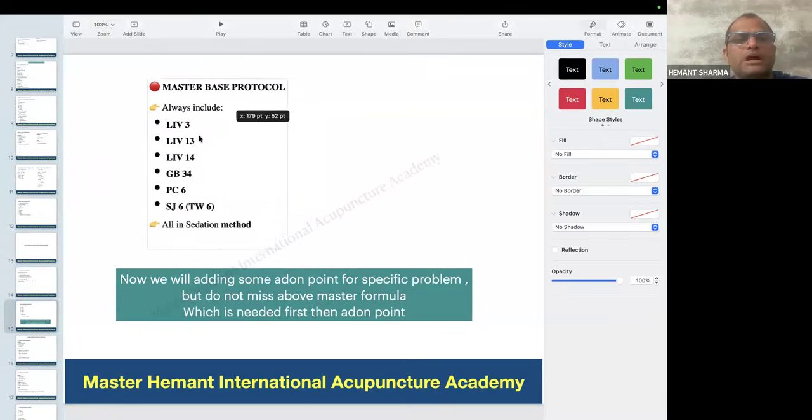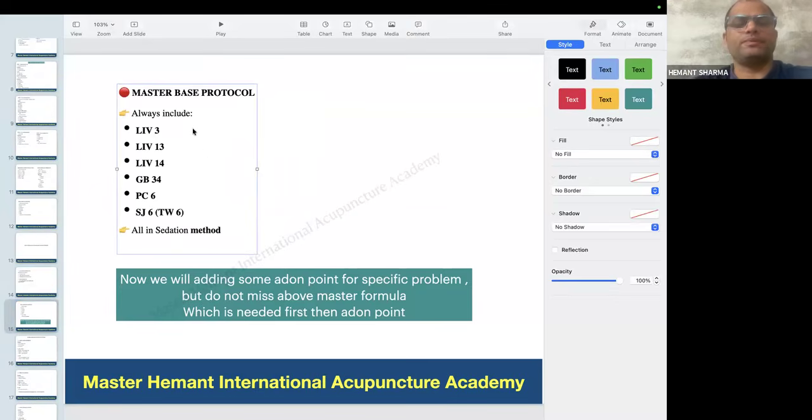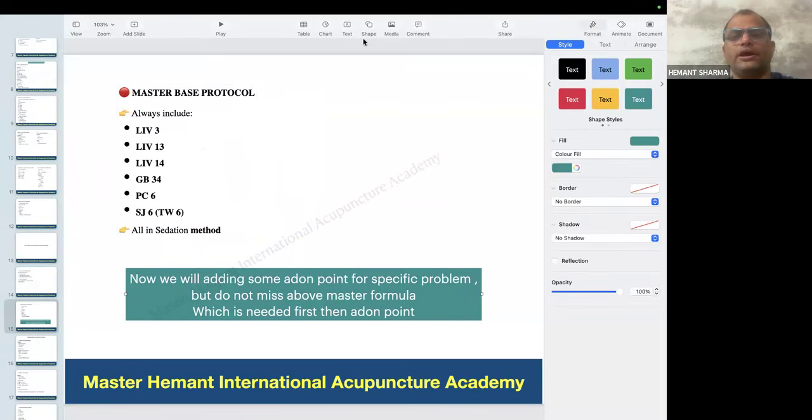So this is the basic protocol, the master protocol. We have to definitely use this protocol. And what is written here? Now we will be adding some add-on points for a specific problem. But do not miss our master formula, which is needed first. Then we can do add-on points. यानी add-on point का मतलब ये नहीं आपने सिर्फ add-on ही लगा दिया. मास्टर फॉर्मूला तो पहले आएगा. अगर किसी को फैटी लिवर है ना तो मास्टर फॉर्मूला ही काफी है. फैटी लिवर तो मास्टर फॉर्मूला से ही चला जाएगा. फैटी लिवर का मतलब ही होता है लिवर chi stagnation. Got it?